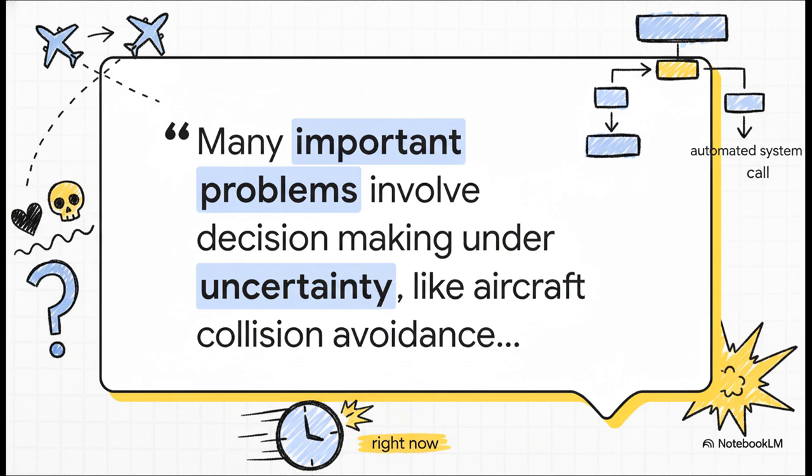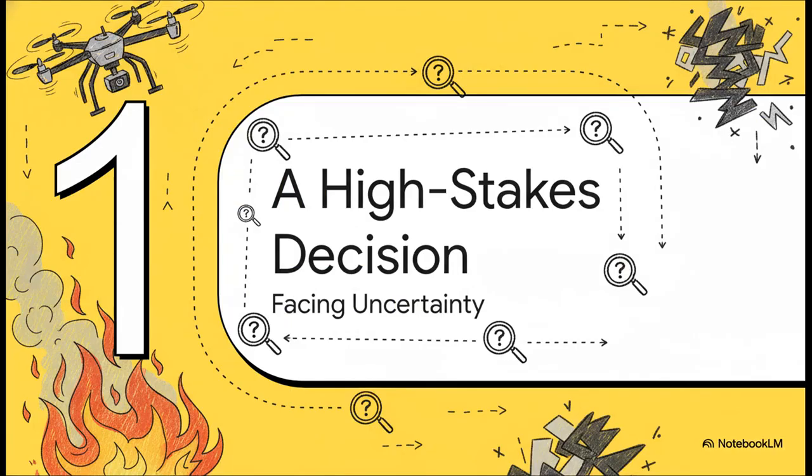We are not talking about an algorithm recommending a movie you might like. No, no. Think about aircraft collision avoidance systems or coordinating disaster response. These are scenarios where an automated system absolutely has to make the right call, right now. So how on earth do they do it?